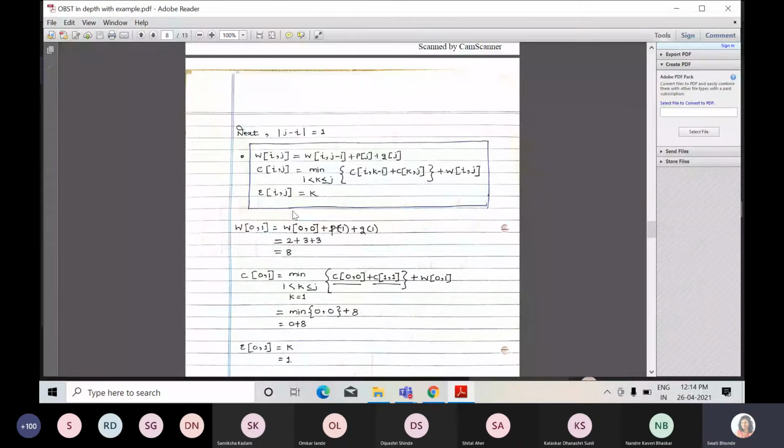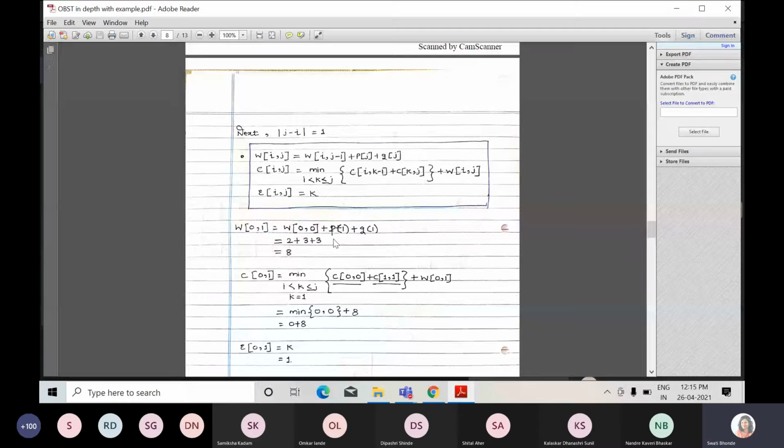Okay, and how will the root be chosen? The k value which is giving minimum cost should be the root. So r of ij equals k. Okay, r of ij equals k. Now let us try to see how to fill these values so that we will be able to fill different values in the matrix.